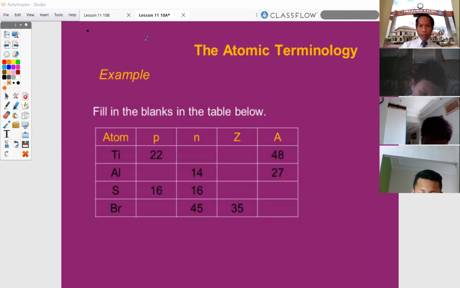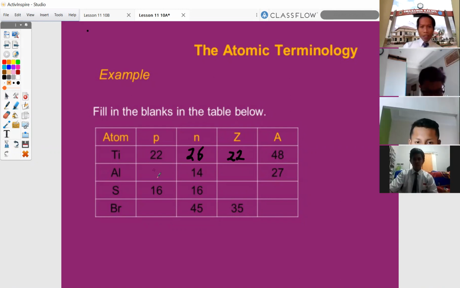Okay, finished? Let me ask Dimas Raihan Gifari. What is the number here in the first row? The first is 26. Good. What's that here? This is 22 because Z equals P. Good. Another, Damar. How about this, the second row? It is 13. Good.